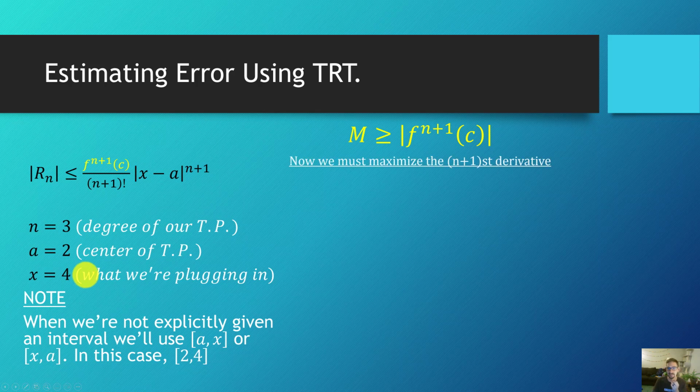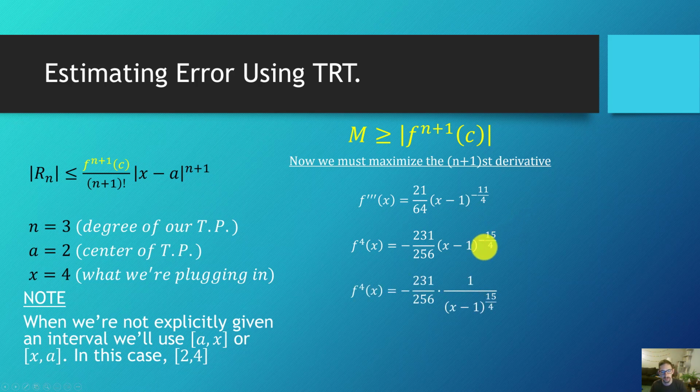So let's do that. Let's maximize the n plus first derivative. So we know n is 3. We did the third derivative already. I'm just copying and pasting this from the work we did before. And now let's take the derivative one more time to get the fourth derivative. Fourth derivative is negative 231 over 256, (x minus 1) to the negative 15 over 4. I'm going to rewrite that so the exponent is positive, which means I'll drop that in the denominator. And now we're thinking about 2 and 4 and which number would produce a larger result in this derivative.